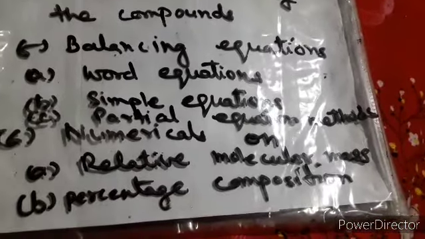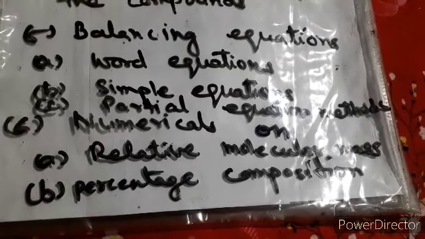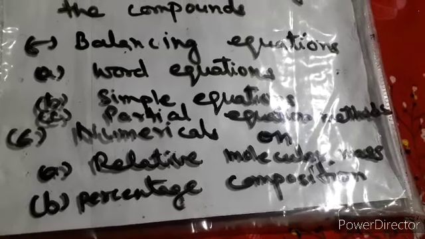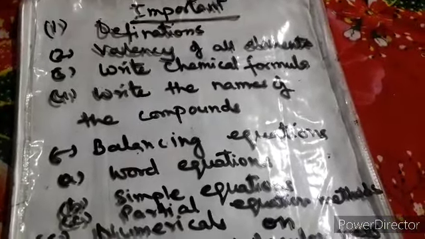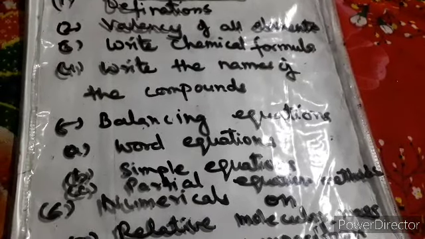Numericals: we have done 2 points in numericals, relative molecular mass and percentage composition. When you are learning your chapter, this entire topic should be covered, so that your board paper will come from this only, that is definite. Fine. So you have to focus on these points when you are doing it.